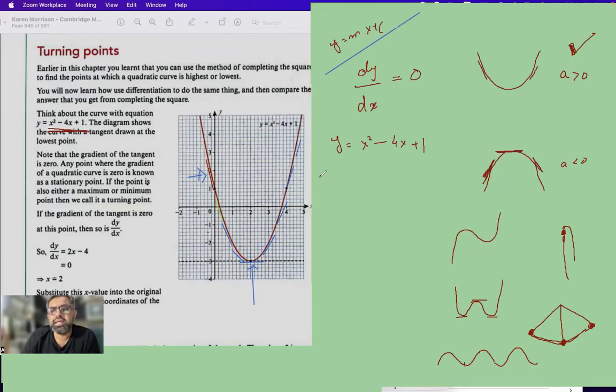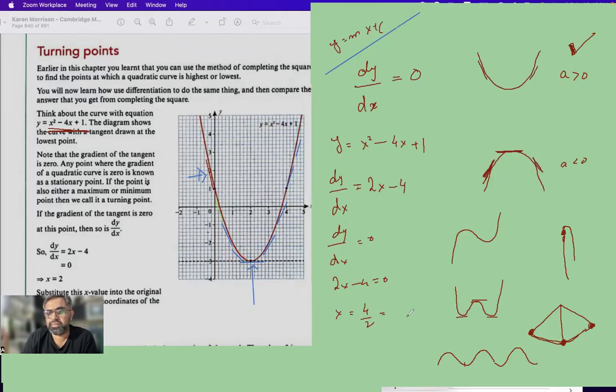But let's see. First of all, where is the turning point? We take dy by dx, applying the power rule, so it's 2x minus 4. At the turning point, the derivative is 0, so dy by dx is equal to 0. That means 2x minus 4 is equal to 0, so x is equal to 4 over 2.